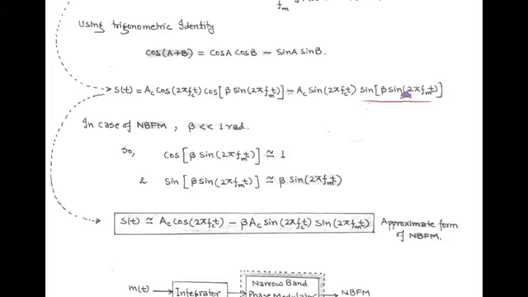And in case of narrowband FM, beta is far less than 1 radian, so its approximate value is beta sin 2 pi fm t. And accordingly, we obtain the approximate form of the narrowband FM equation. That is, s(t) equals Ac cos 2 pi fc t minus beta Ac sin 2 pi fc t into sin 2 pi fm t.